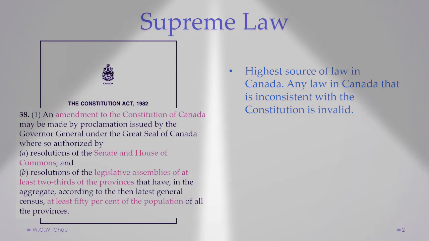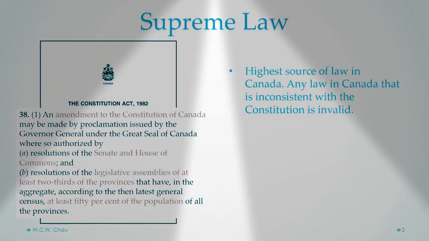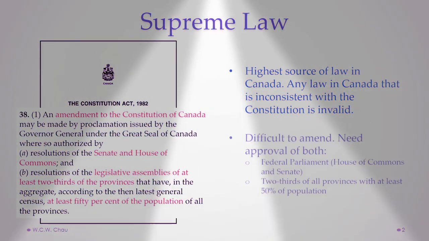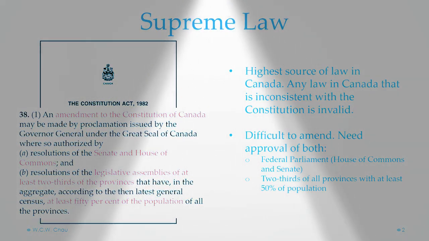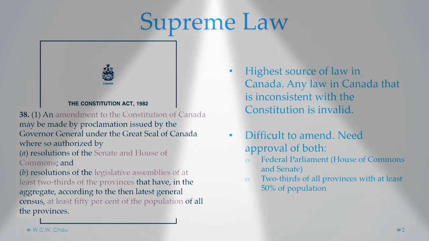What we also find in the Constitution Act 1982 is something called the amending formula. The amending formula sets out the requirements for making an amendment or a change to the Constitution. This amending formula is purposely set up to make it very difficult to amend the Constitution.